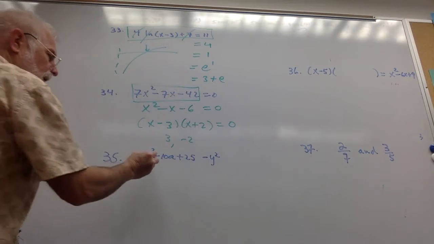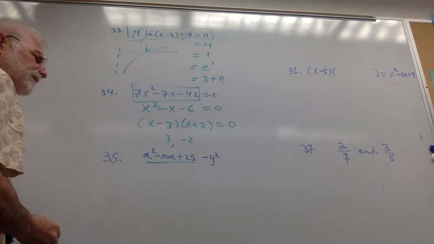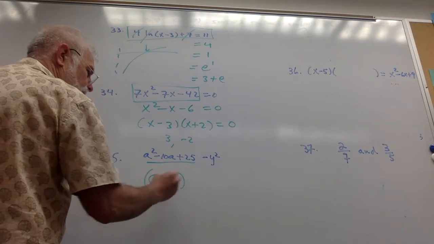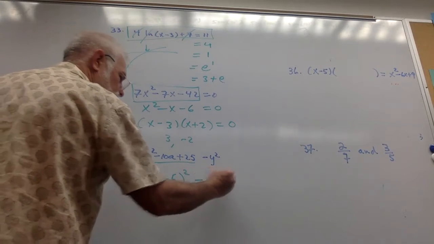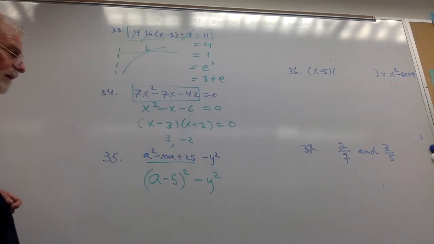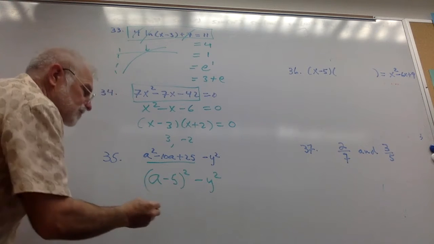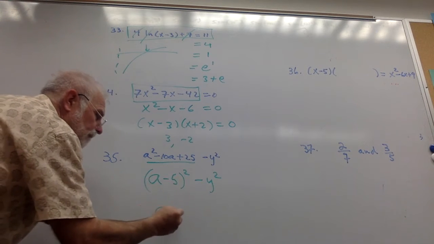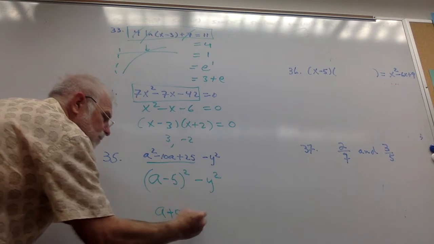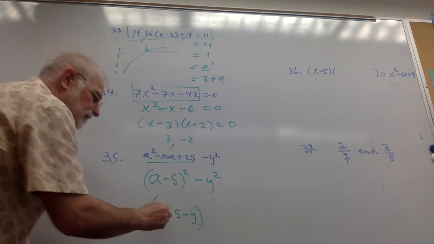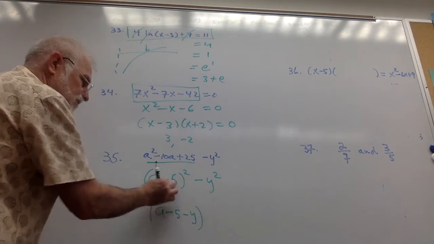So I wanted to see if you spotted a perfect square here. A minus 5 squared minus y squared. It's not the first time I've given you this problem. I've done it a couple of times in class, on the board, and on a worksheet. So this is a plus 5 minus y times a minus 5, my fault. A minus 5 is getting squared.